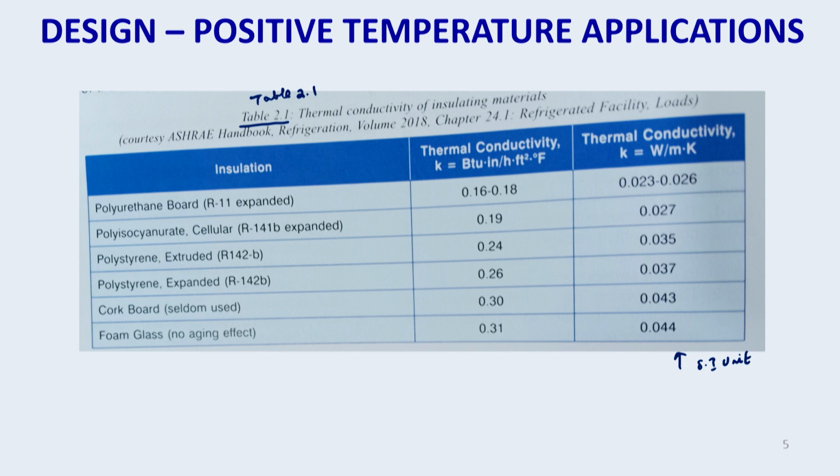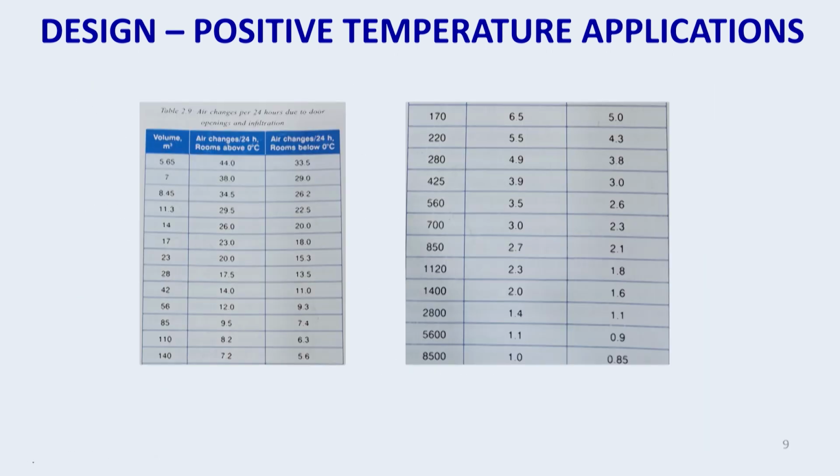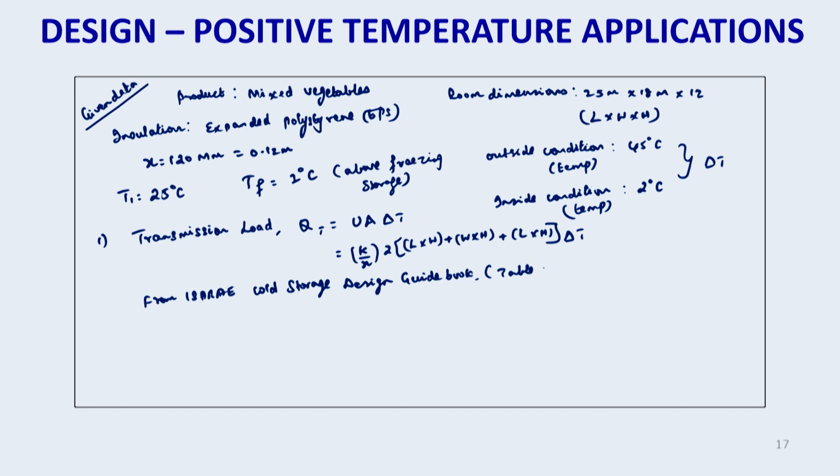The given insulation material is expanded polystyrene. The third row is extruded. This is expanded polystyrene. And the value of K is 0.037. So, it is in watt per meter Kelvin. So, this is table number 2.1. For expanded polystyrene, K is equal to 0.037 watts per meter Kelvin.